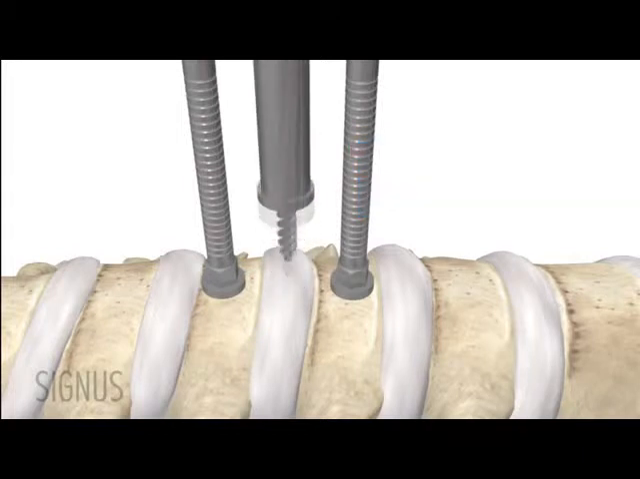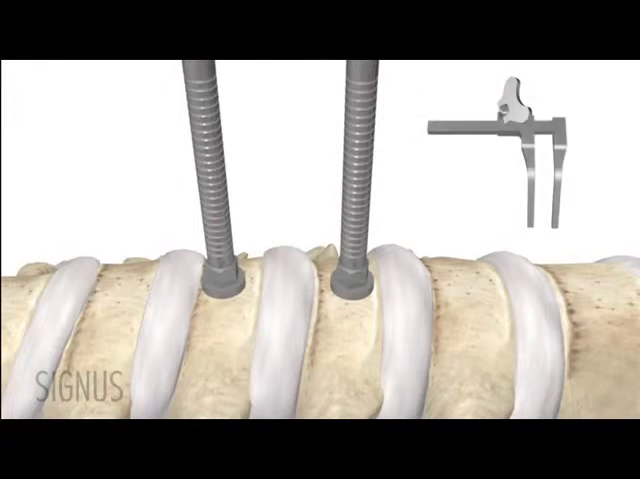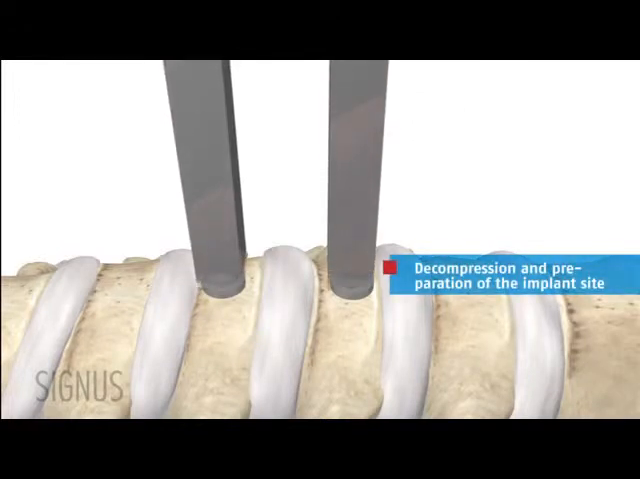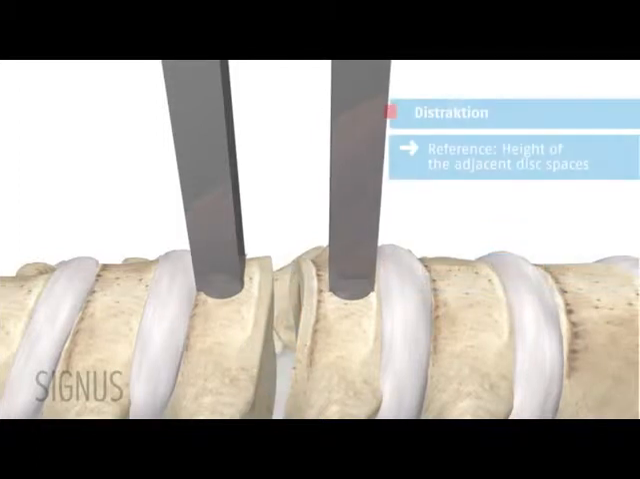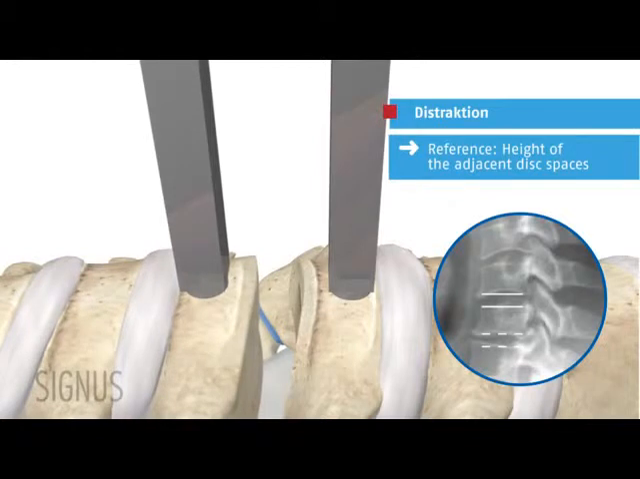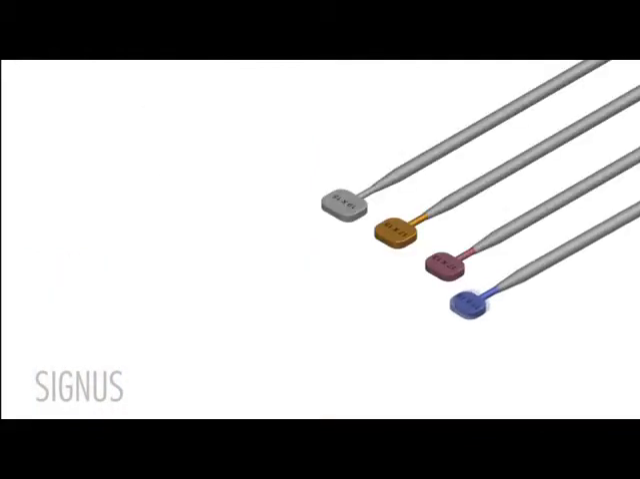Careful decompression of the nerve roots and/or the spinal canal is completed by the total removal of the disc material and other impinging structures. The upper and lower end plates of the adjacent vertebral bodies are carefully flattened to ensure they are parallel. The affected disc space can be restored to the desired height with the distractor.